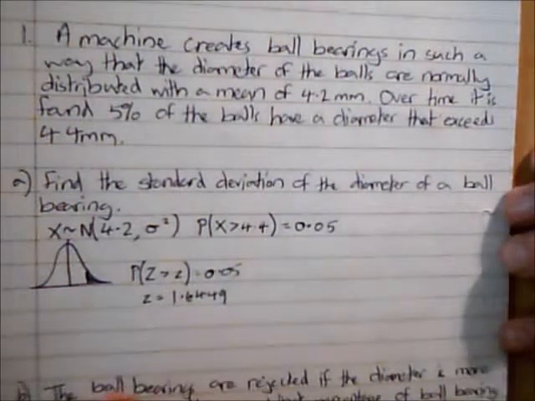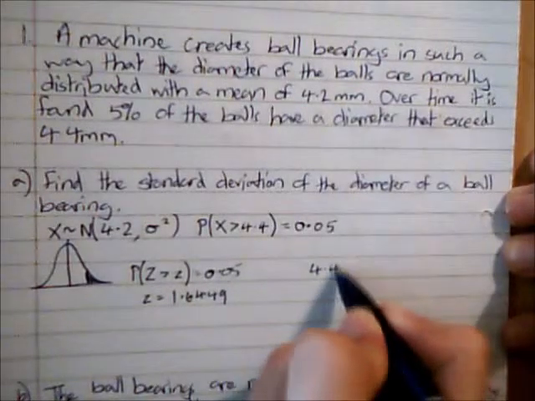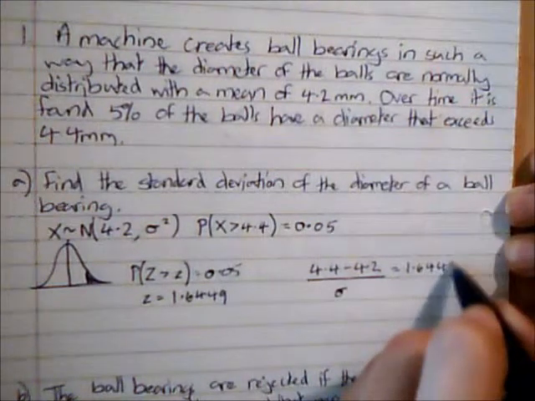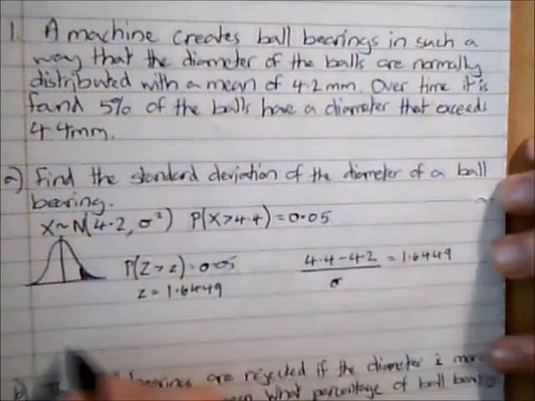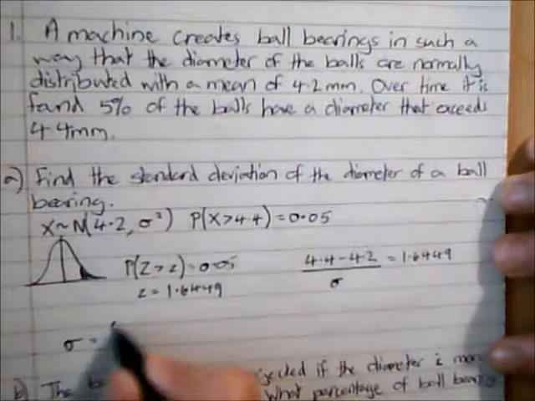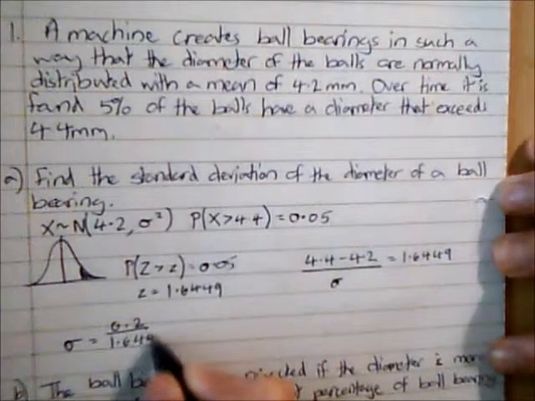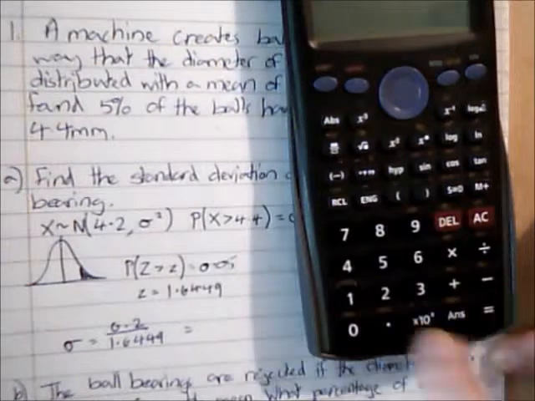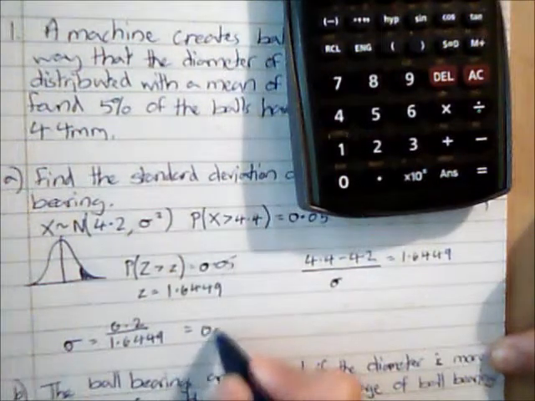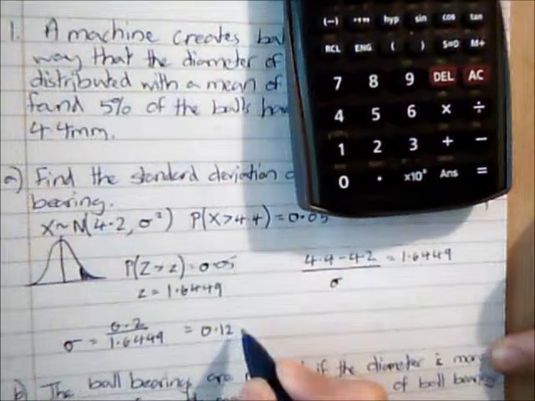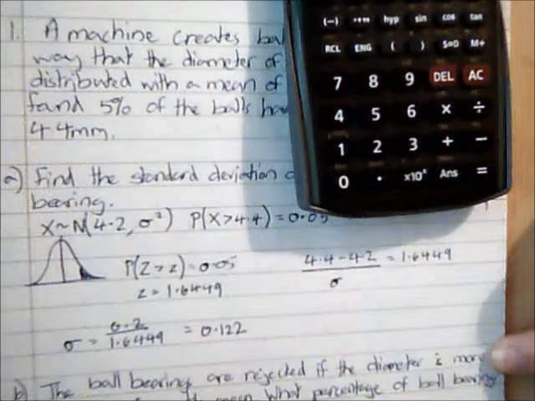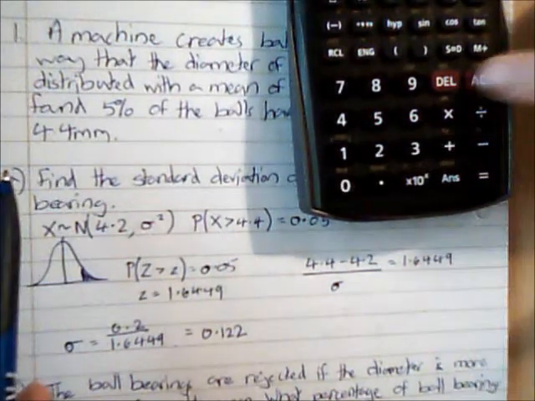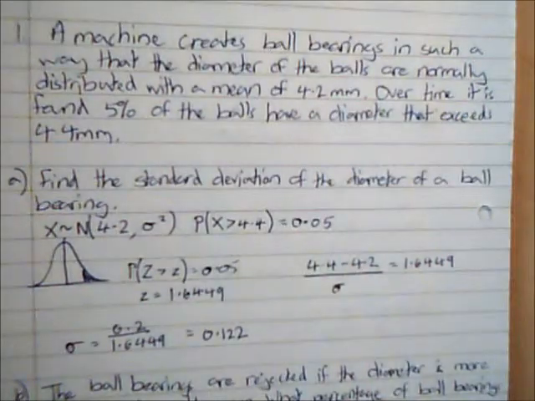Now we know that, we can use the transformation formula. So 4.4 subtract a mean of 4.2, when divided by the standard deviation, gives us 1.6449. From there we get that sigma is equal to 0.2 divided by 1.6449. I actually get a very minute value here, 0.122. Let's give 3 significant figures as my value for the standard deviation. And if we think about the context of this problem, looking at the deviation from the mean of a ball bearing, we would expect a very small standard deviation.